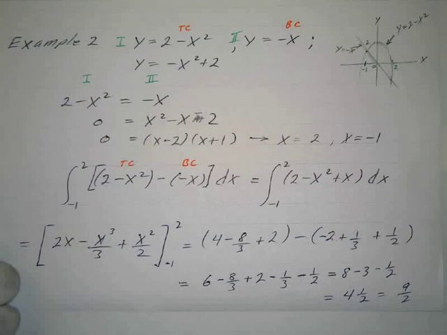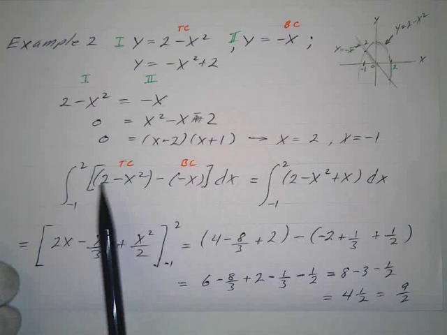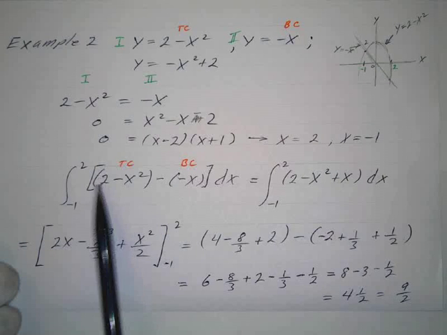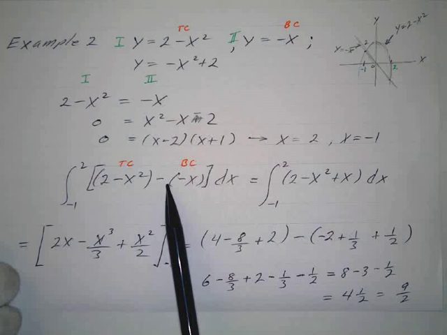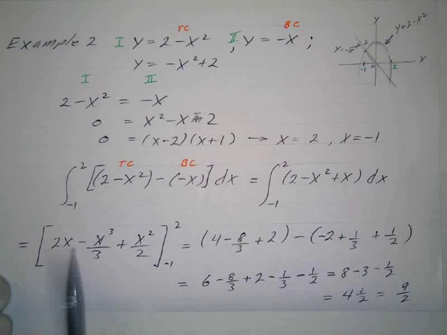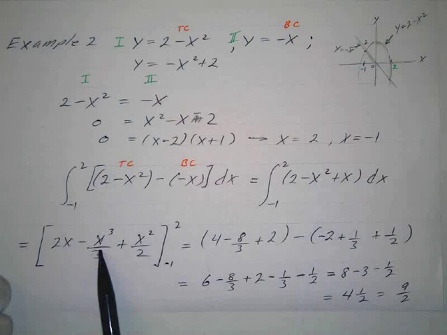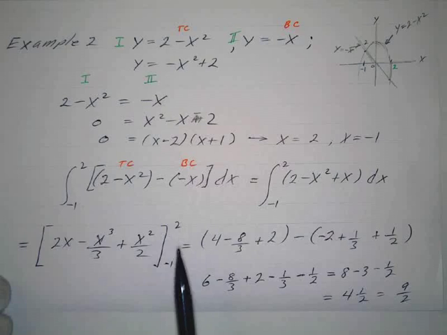Okay, and I worked this all out arithmetically. If you don't have a calculator and you have to work this out, that's expected. You should be able to do this. So we can put this all in one polynomial. We've got 2, negative x squared, positive x, and then we'll just take the antiderivative. And here we go. We've got 2x, minus x cubed over 3, plus x squared over 2, and we're going to evaluate that from negative 1 to 2.